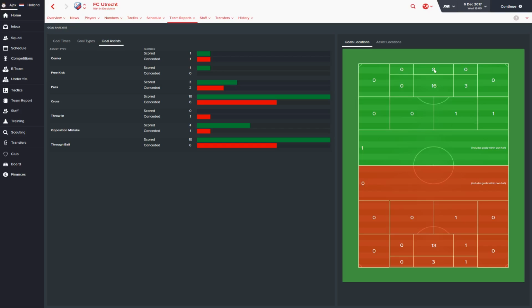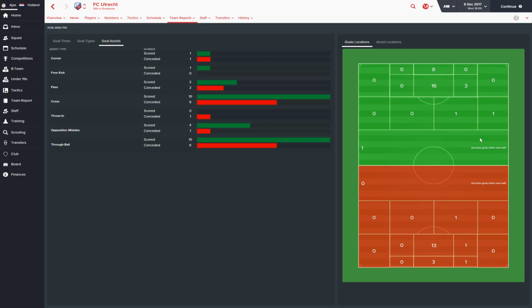Generally it doesn't seem like they do that a whole lot. Most of their goals come through the middle. And if you're getting a lot of goals through these areas out here, that would generally indicate long shots. So if you see a lot of numbers out here, you could go through their team and look at who's their best long shot players. Are they actually getting the goals? And if yes, maybe you should close them down a lot quicker, so they don't have time to get those long shots away.